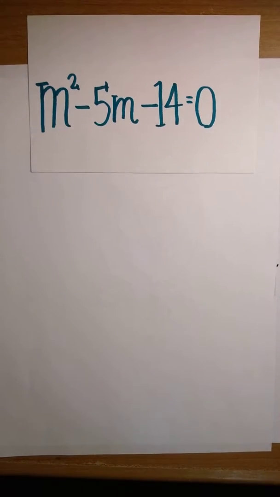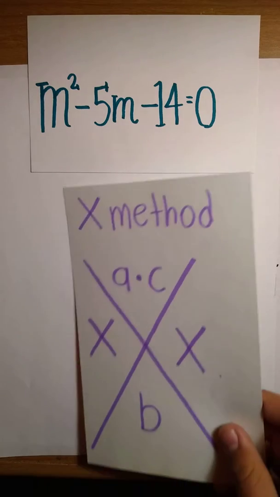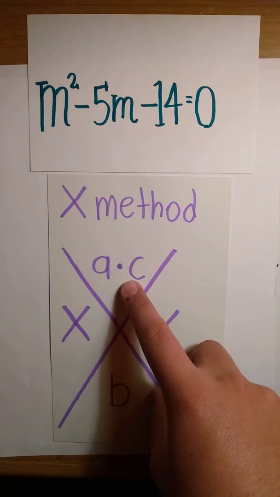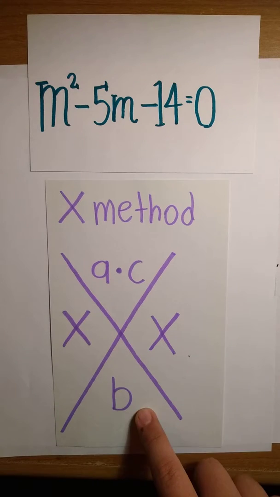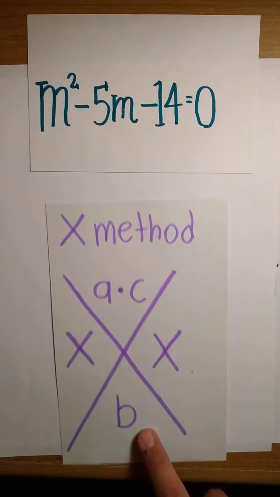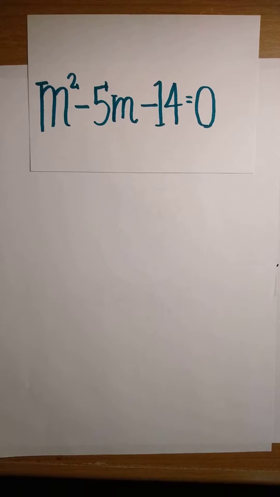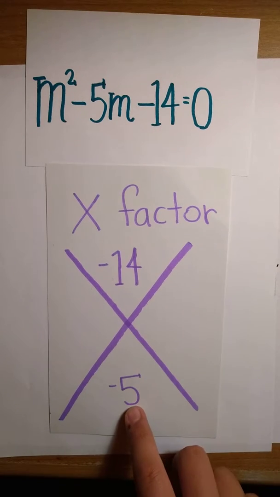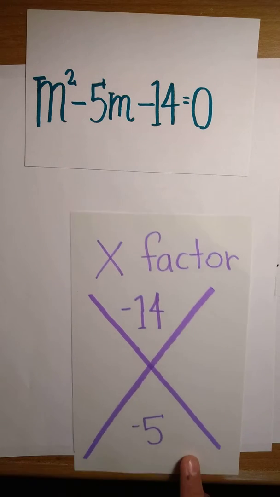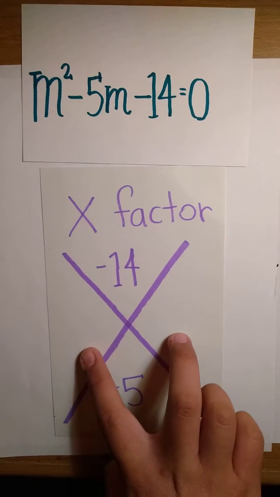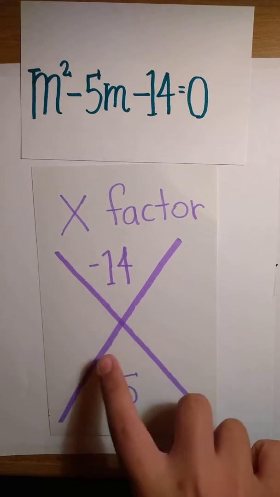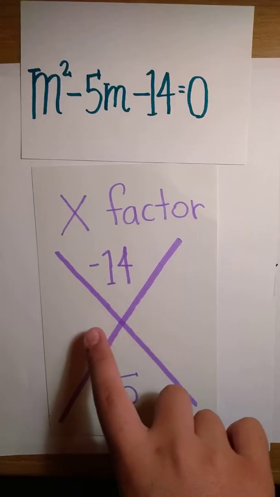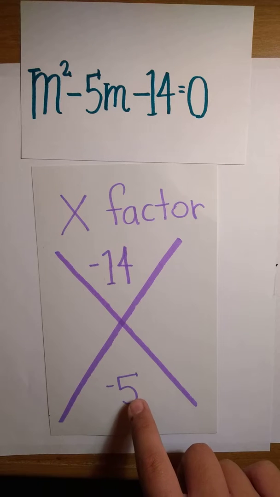If we were going to plug it into the x method, we would need to plug in negative 14 as c on top and b, which is negative 5, on the bottom, which should look like this. Negative 14 on top and negative 5 on the bottom. In these two blank spaces, we're trying to figure out what times what equals negative 14, but also what plus what equals negative 5.